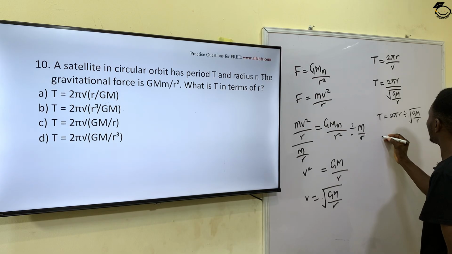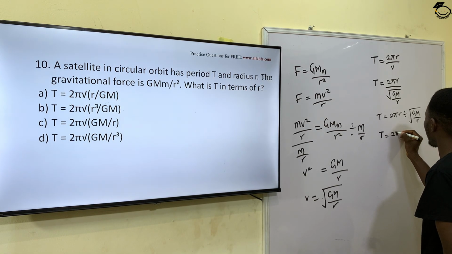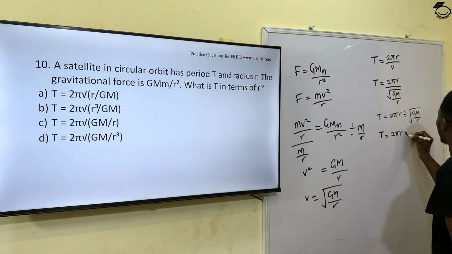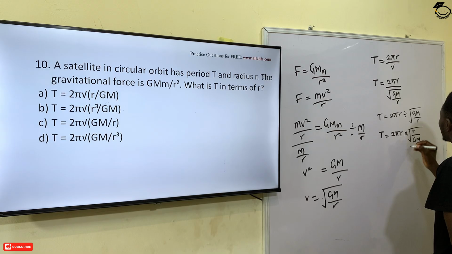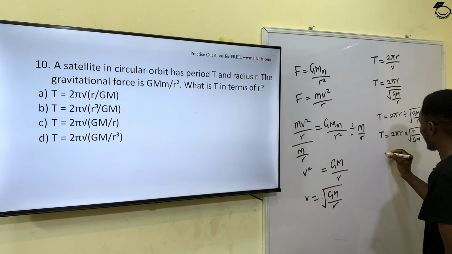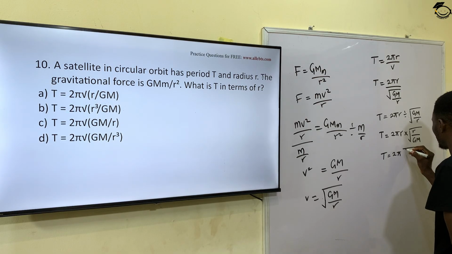So this can also mean that I have my T equals 2 pi R here, times square root of R over GM. So this can be simplified to mean that T is equal to 2 pi square root of R raised to power 3 over GM.